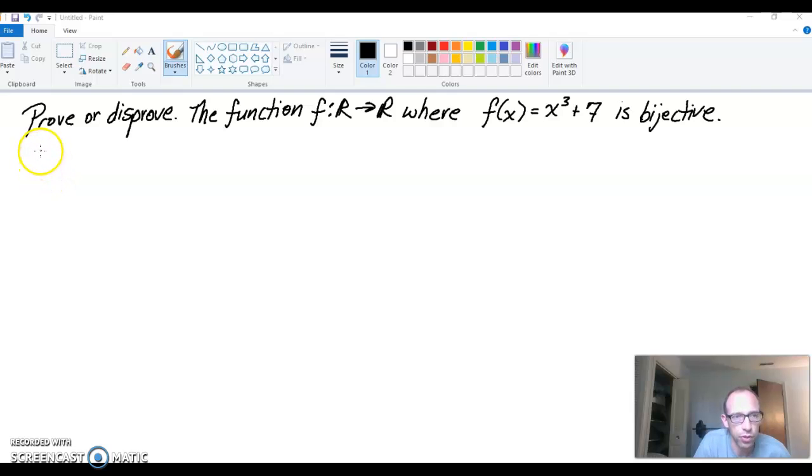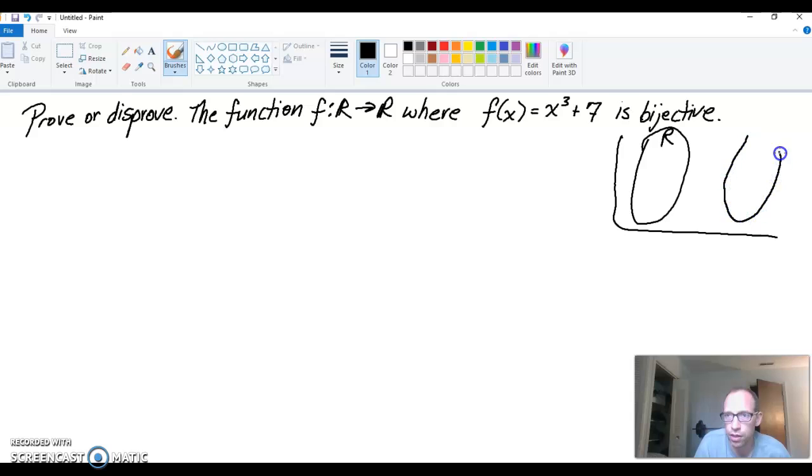Okay, so we are supposed to prove or disprove that the function from the reals to the reals where f of x equals x cubed plus 7 is bijective. Over here, this wouldn't be part of the proof, but just as a reminder of what we're talking about. So we're saying we have all the reals over here, all the reals over here.